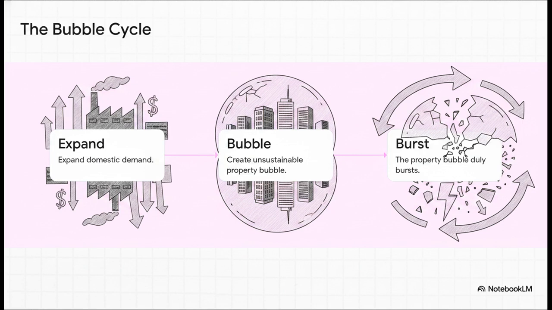Step 2, because their economies are completely hardwired for exports, pumping money domestically usually bypasses the actual consumers and just inflates an unsustainable property bubble. And step 3, that bubble eventually bursts. We literally saw this exact trap spring on Japan in the 1980s, and we saw it happen to China after the 2007 to 2009 global financial crisis.